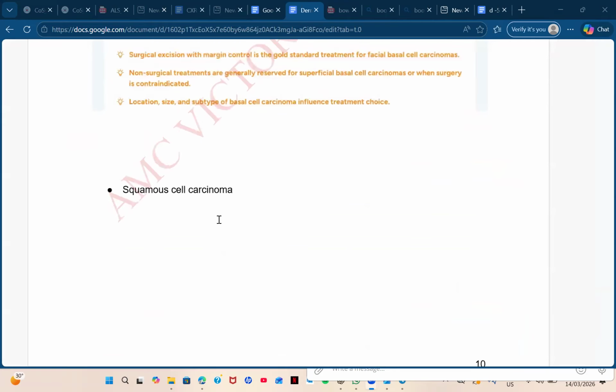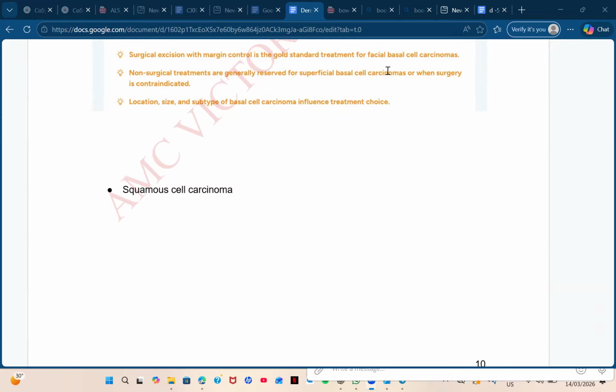Now tell me how squamous cell carcinoma presents. How does squamous cell carcinoma present? Okay, tell me, what is the name of squamous cell carcinoma in situ? Give me an example. What is it? Bowen's disease, right? So Bowen's disease. Then we have invasive squamous cell carcinoma, right?